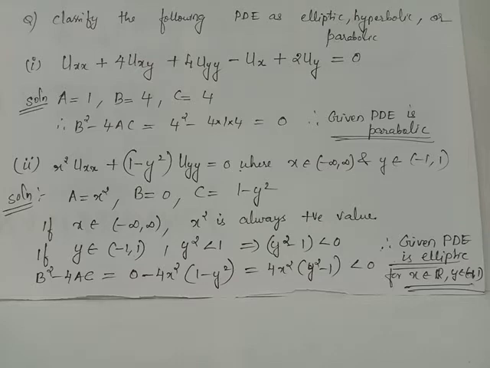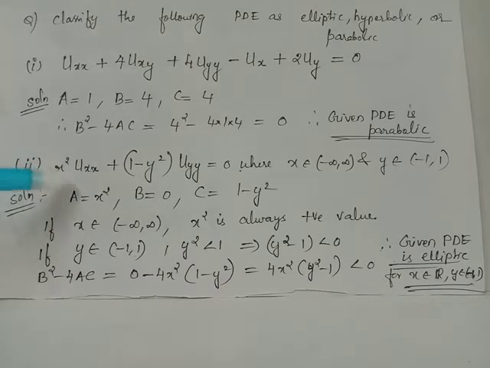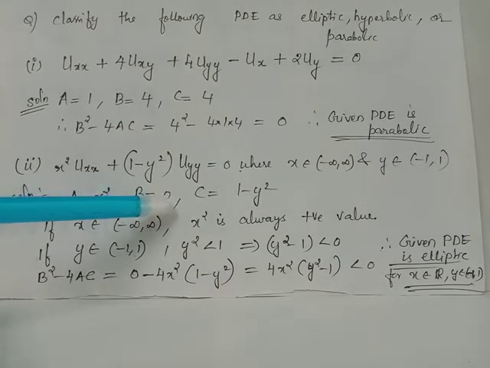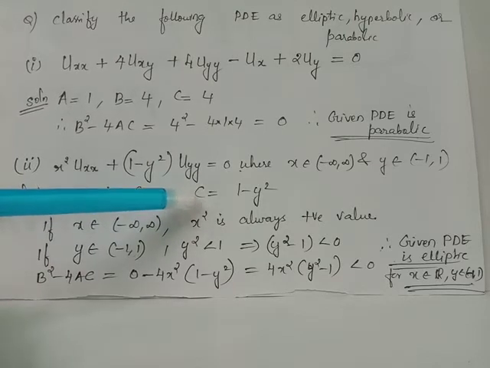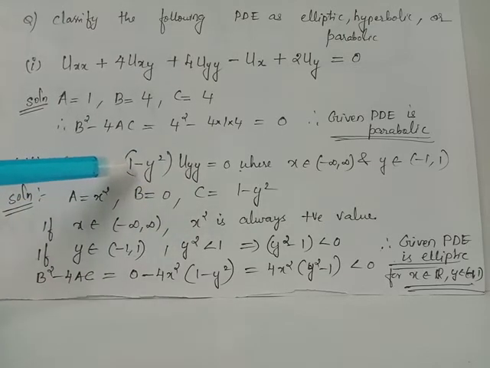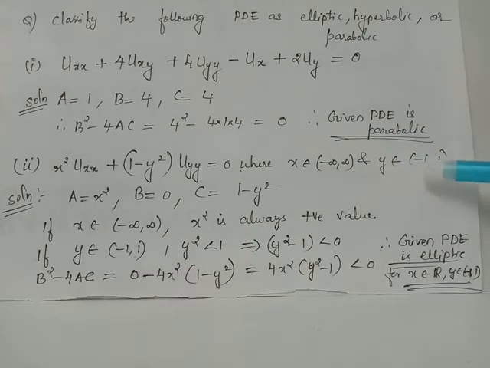In the second partial differential equation, capital A equals the coefficient of uxx, which is x square, capital B equals the coefficient of uxy, which is absent here and hence capital B equals 0, and capital C equals the coefficient of uyy, which is the function 1 minus y square. Here it is given that x belongs to the range minus infinity to infinity, that is, x takes real values, and y belongs to the open interval minus 1, 1.